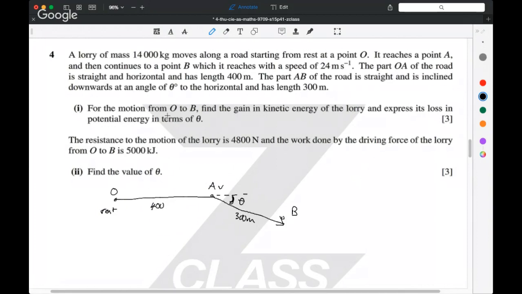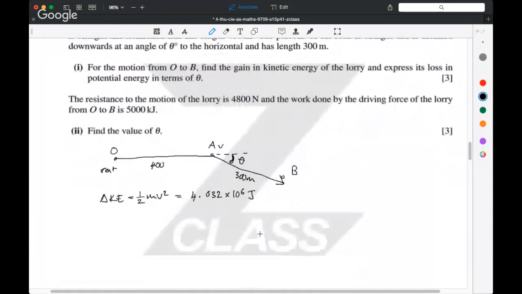So for the motion from O to B, from the beginning to the end, find the gain in kinetic energy. Well, delta KE is equal to, well, it's at rest at the beginning, so it's just the final 1/2 mv squared, which I'm going to just give the numerical value in scientific notation, which is worth learning, because when you're dealing with these massive amounts of energy, it would be ridiculous to write this down.